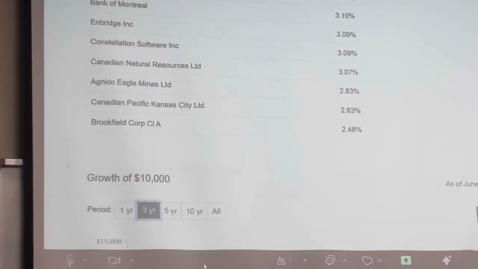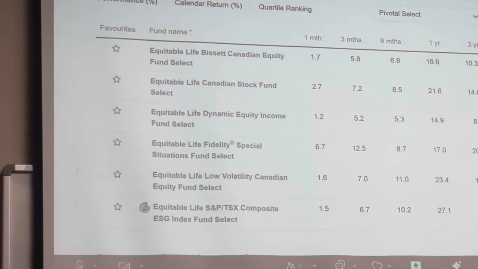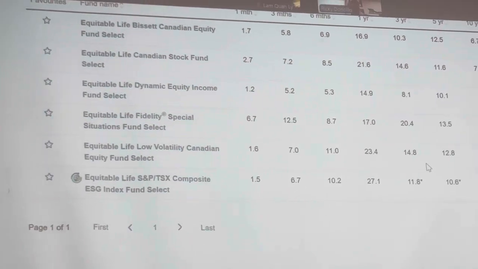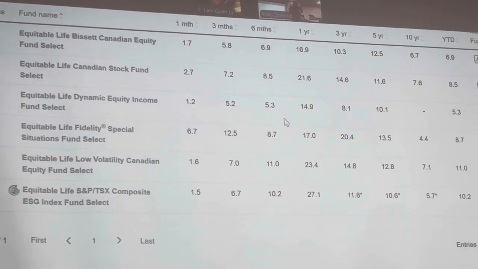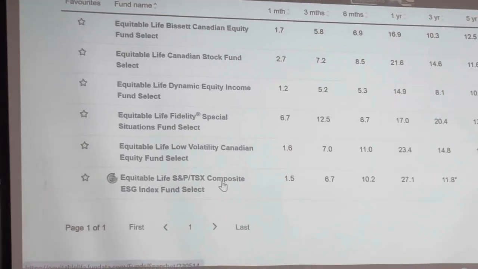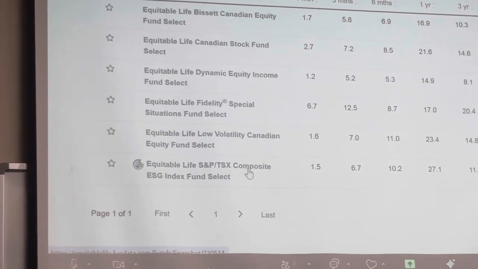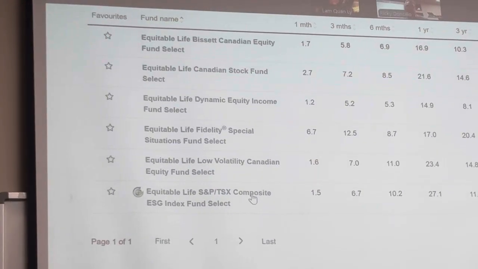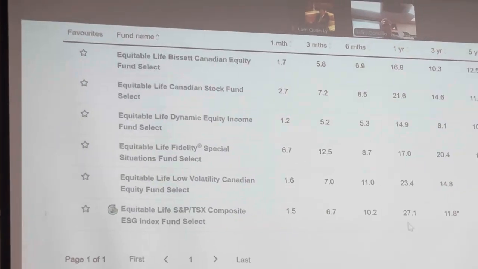What about, can I check others? So these are basically Canadian. Look at the TSX, Toronto Stock Exchange. S&P TSX Composite. So this is an index fund. Look at the result.